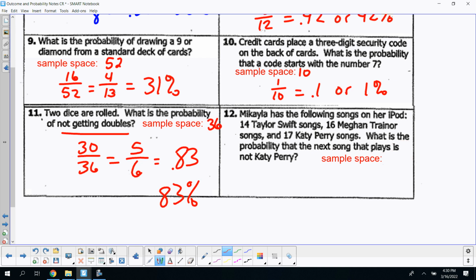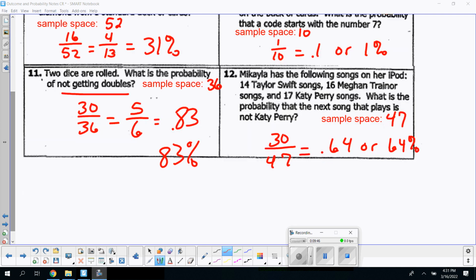Okay, I want you guys to try number 12. Pause your video and come back and check your answer. Check your answer for number 12. Sample space was 47, and there are 30 songs that are not Katy Perry, so 30 out of 47 which will give us 64%.